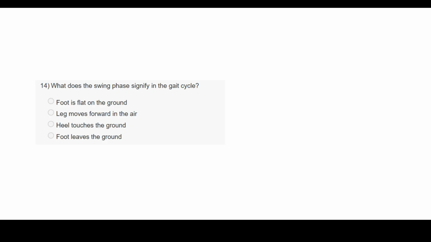What does the swing phase signify in the gait cycle? Foot is flat on the ground, leg moves forward in the air, heel touches the ground, foot leaves the ground. Correct. The answer is B, leg moves forward in the air.